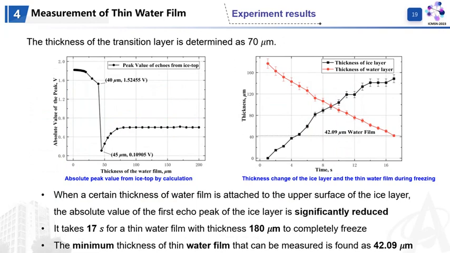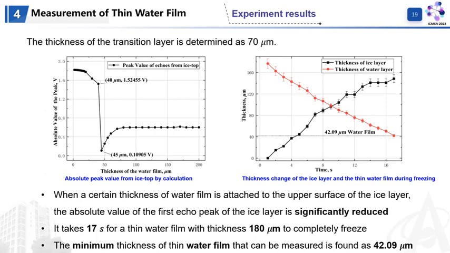With the increase of water layer thickness, the absolute value of the peak echo from the ice surface first decreases and reaches its minimum value. Then the value gradually increases and remains stable. The results suggest that when a certain thickness of water film is attached to the top of the ice layer, the first echo peak of the ice layer is significantly reduced. So, the sensitivity of ice early warning and the accuracy of ice thickness measurements are affected.